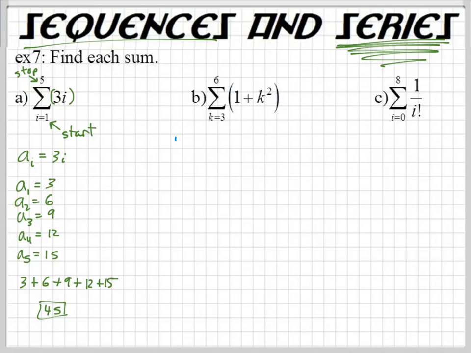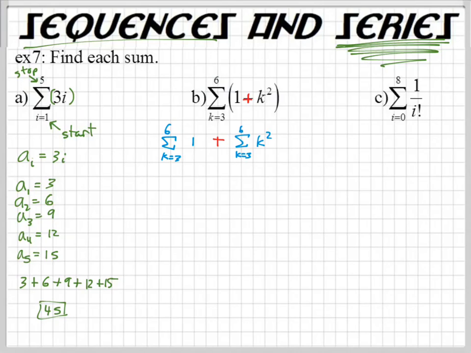So you would write it like this. You go sigma, and you put the k equals 3 on the bottom, and you have 6 on the top, that's where we stop, and you put 1. Then you say plus, let's do it in red. This plus sign is this plus sign. I'm going to write the sigma, and then I have k equals 3, the 6, and k squared.